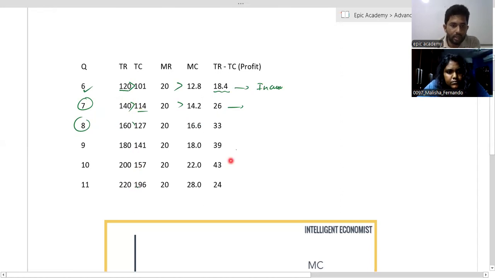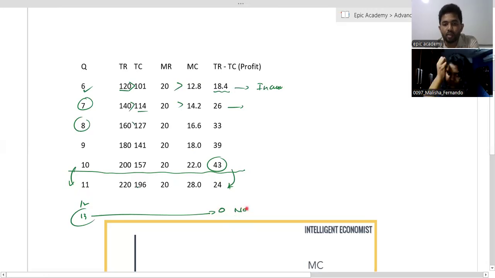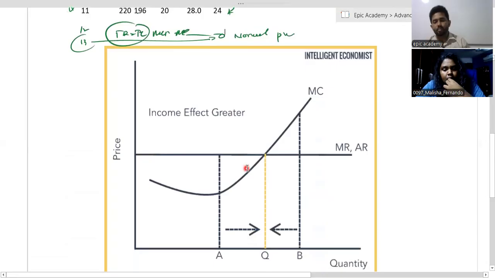What happened? After this point, when you are going to reach the 10 point, if this producer tries to increase the production, then what happens to the profitability? It is getting lower. It is a decreasing pattern. And at 12 or 13, this producer may earn normal profit. Isn't it? Yes, because TR will be equal to TC, MR will be equal to MC, then normal profit will be here. So now we have to identify the break-even point of the organization.